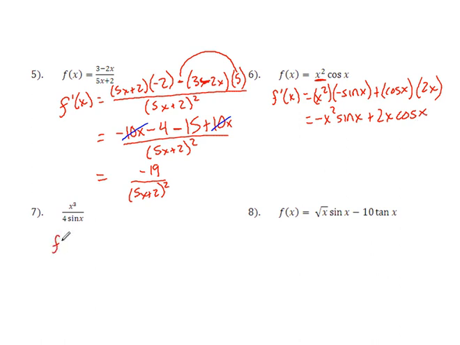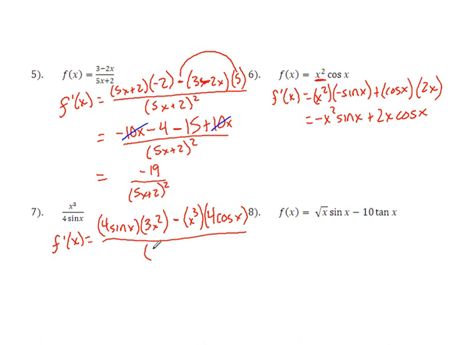This one's a little bit trickier. F prime of x is equal low d high, 4 sine of x, d high, that's x cubed up top, so we have a 3x squared, minus the top, high, d low, derivative on the bottom is 4 cosine x, all over low squared, 4 sine of x quantity squared.